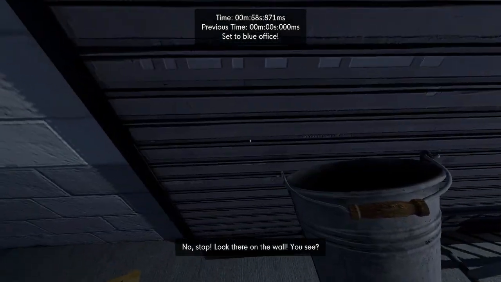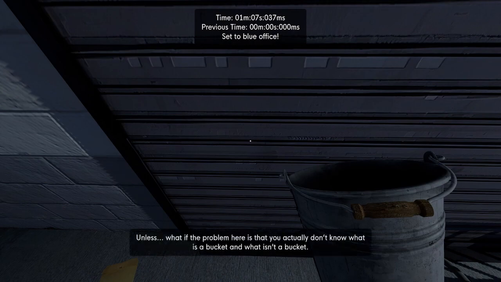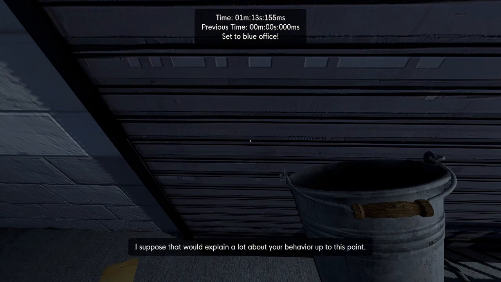No, stop! Look there on the wall. You see, there's a sign right there. It says, "No buckets past this point." Stanley, how could you think it was okay to bring the bucket here? Unless... What if the problem is that you actually don't know what is a bucket and what isn't a bucket? I suppose that would explain a lot about your behavior up to this point. Which, if that's true, well, my goodness, I think we have to do something about it.